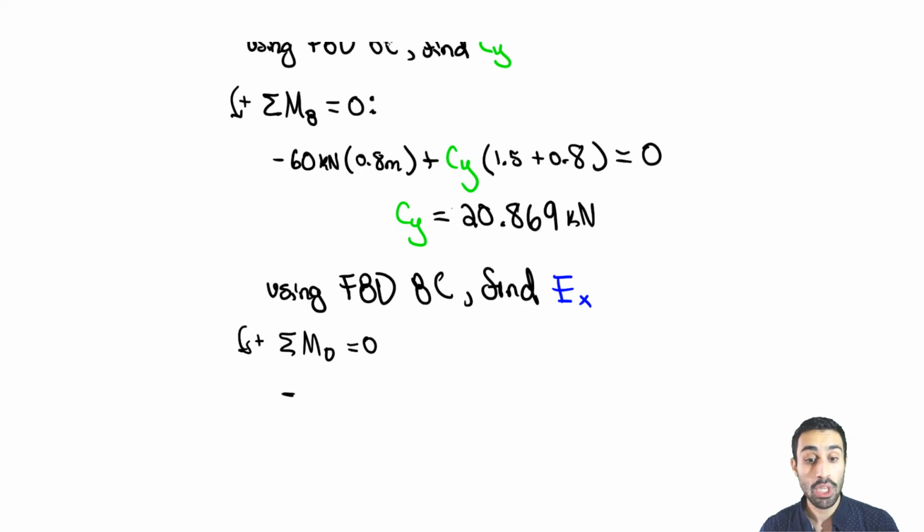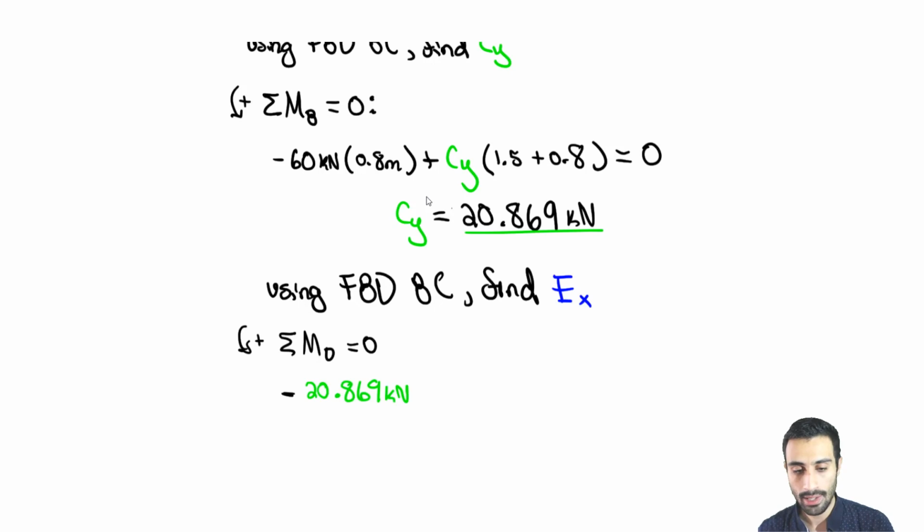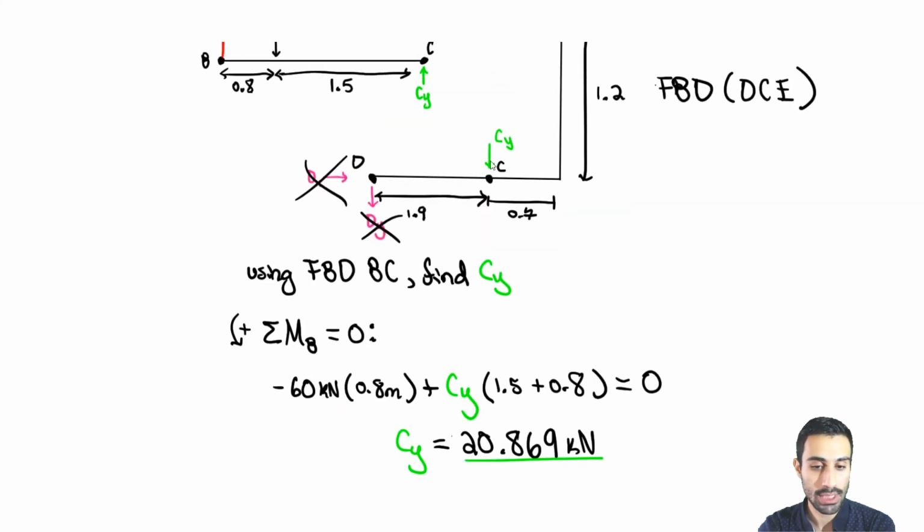We know CY we already found. It's actually this, right? Let me use green when I put it. So it's going to be negative 20.869 kilonewtons. And you multiply by the perpendicular distance, which is going to be the 1.9, which is going to be that one. So we do 1.9 meters. And that's going to be that moment caused about D due to that CY.